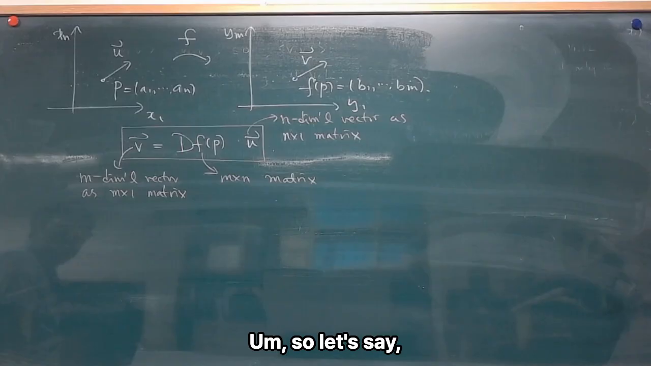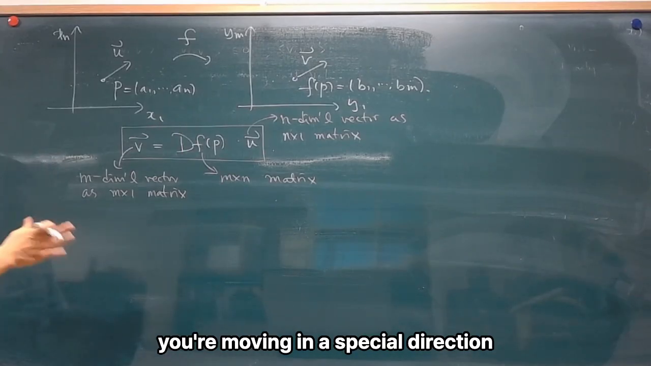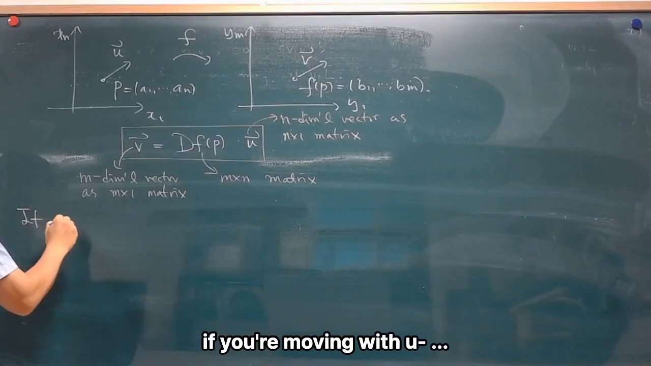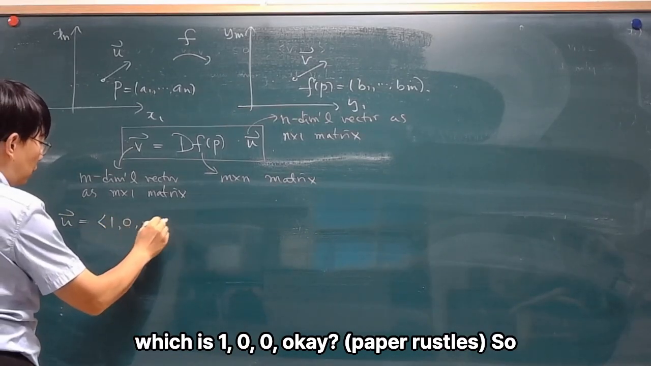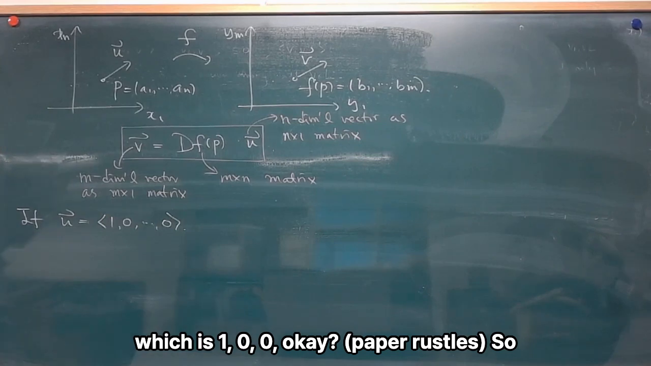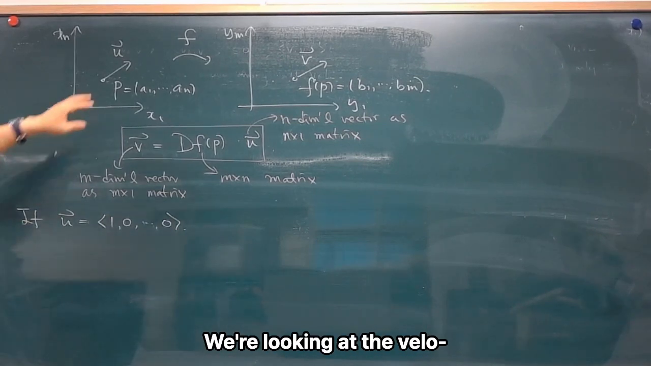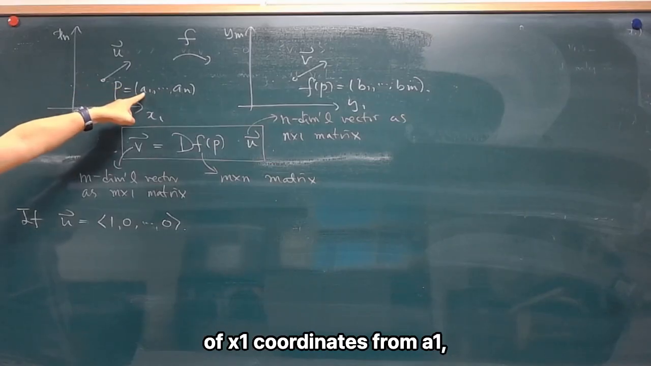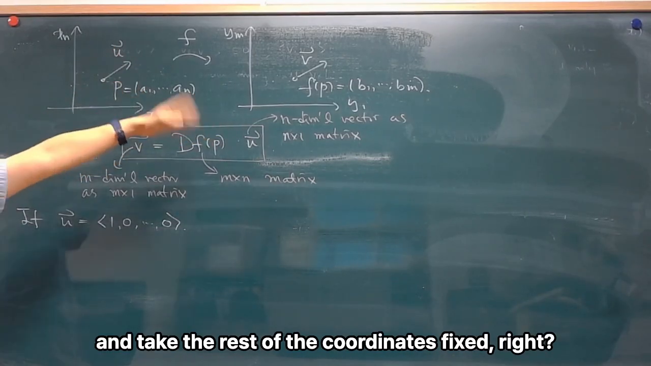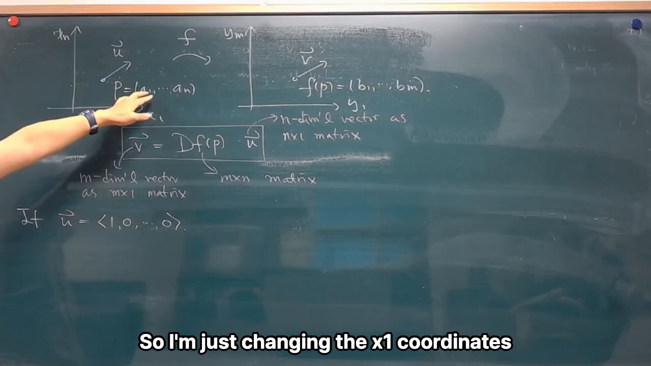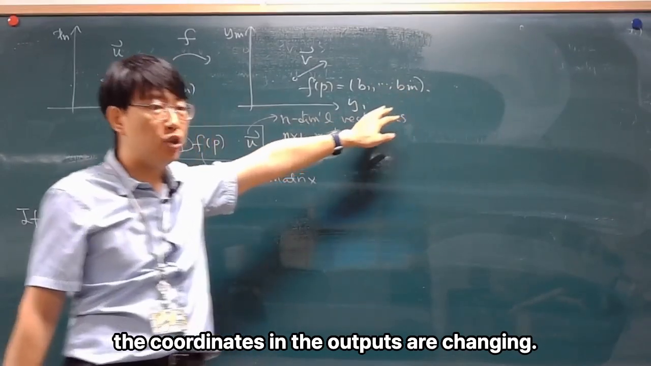So let's say you're moving in a special direction. So if you're moving in this very special direction, which is (1, 0, 0), what are we looking at? We're looking at the change of x1 coordinates from A1, taking the rest of the coordinates fixed. So I'm just changing the x1 coordinate and seeing how all the coordinates in the outputs are changing.